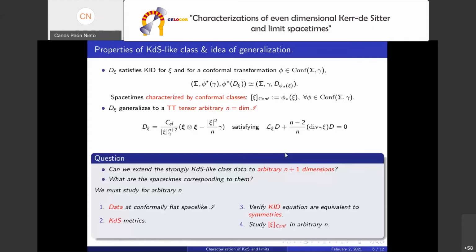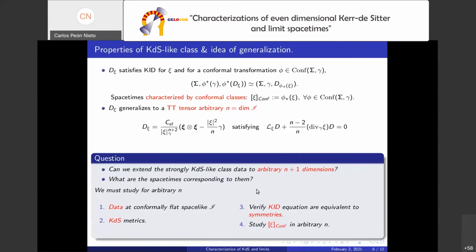So the question now is natural. Can we extend the strongly Kerr-de Sitter-like class to arbitrary n+1 dimensions, being, for the rest of the talk, n+1 the dimension of the spacetime, so n is going to be the dimension of scri? If we can extend this definition, what are the spacetimes corresponding to this extension?